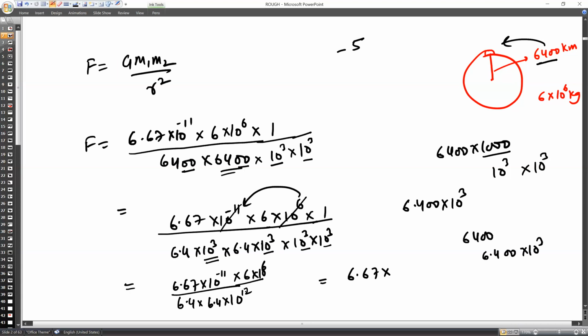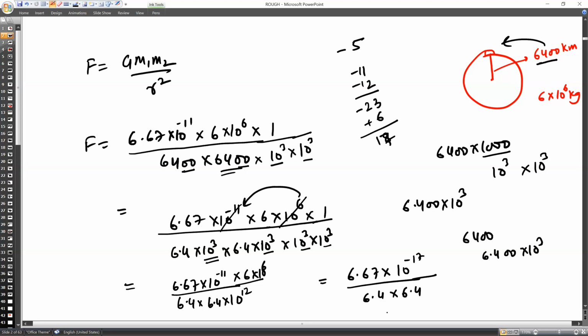So your total negative power is minus 22, and then minus 12. You add it, you will get minus 23, and then 6 plus 6. So you are going to have 10 to the power 18. Not 18, we are going to have 17. Okay. So 10 to the power 17. So you will write here 6.67 into 10 raised to the power minus 17 upon 6.4 into 6.4.